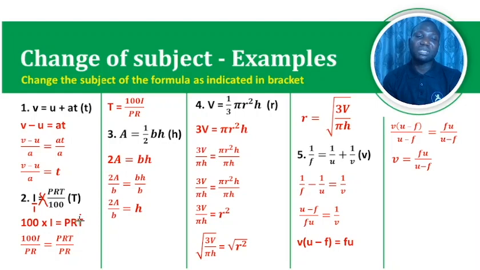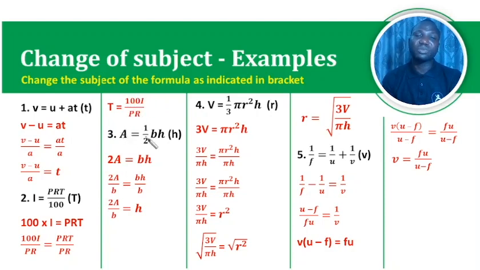Don't forget our intended subject here is letter T, and the letter T is multiplying P and R. So what is the inverse operation of multiplication? Division. So we divide both sides by PR. If we divide both sides by PR, the PR here will cancel, the PR here cancels this, so we'll be left with T is equal to 100I over PR. Boom. That gives us our subject.